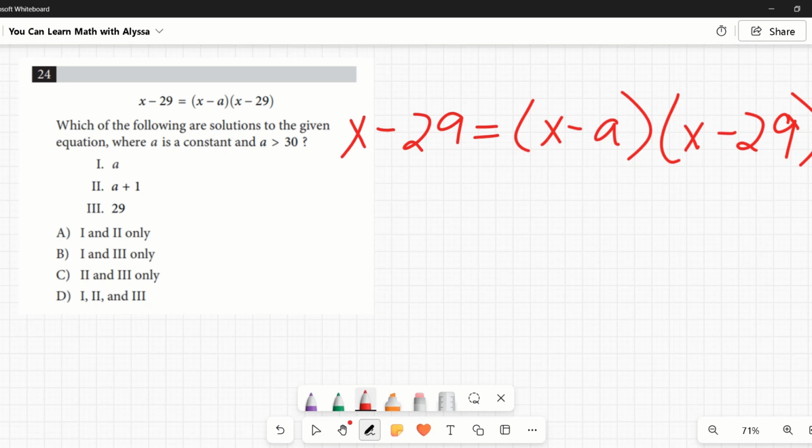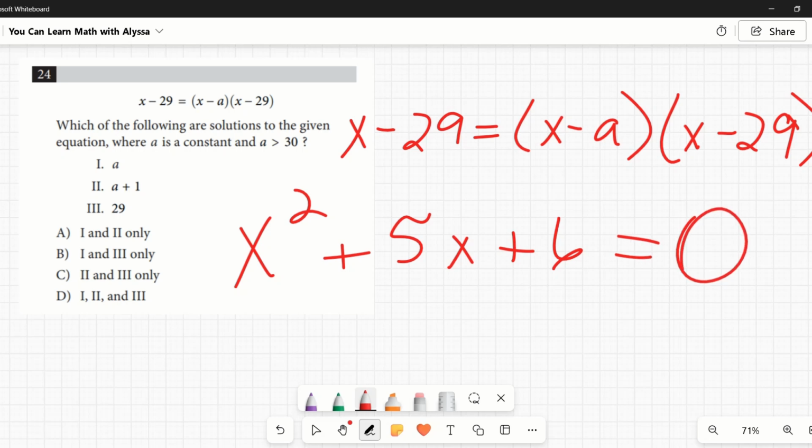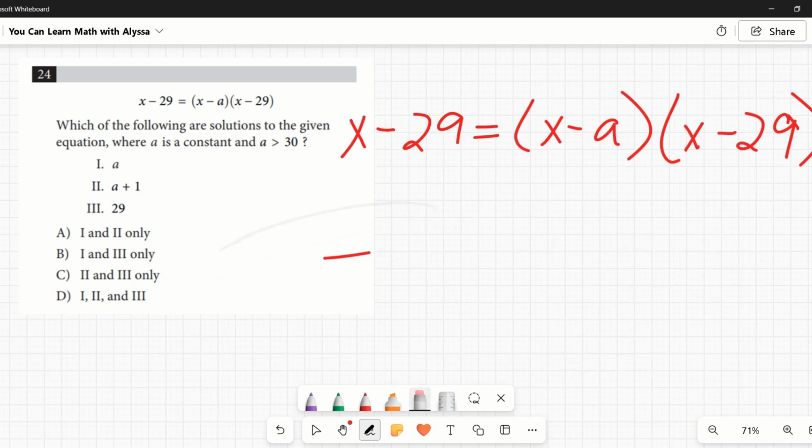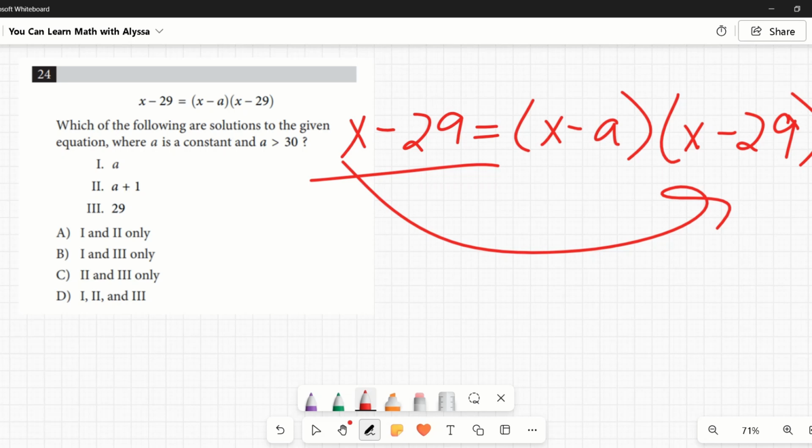But what I do want to do is move this all over here so that it's all equal to 0. Because if you remember, when we're doing quadratics, we always want it to be equal to 0. Like, x squared plus 5x plus 6 equals 0, and then we can solve for x. In that case, if you replace that 0 with y, so you're saying where y is 0, then you look at the graph and you go, where does it cross the x-axis? See, it's all connected. So let's move this x minus 29 over here so we've got 0 on the left.